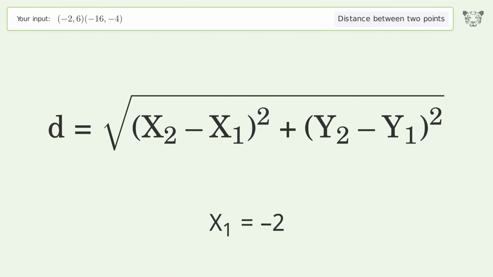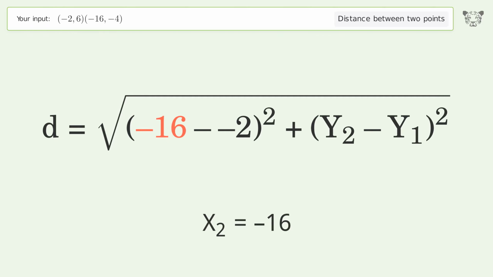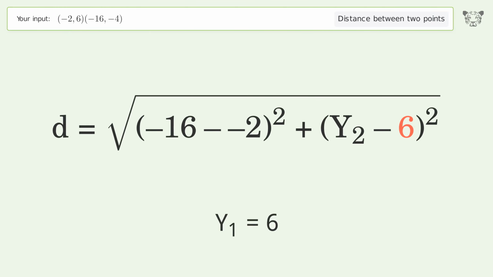x1 equals -2. x2 equals -16. y1 equals 6. y2 equals -4.